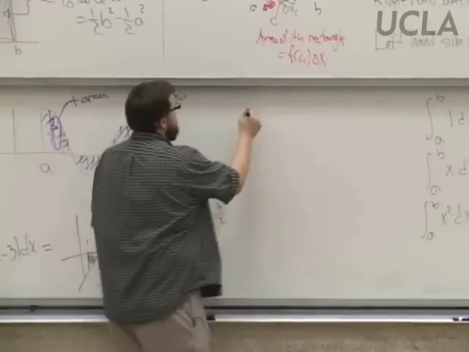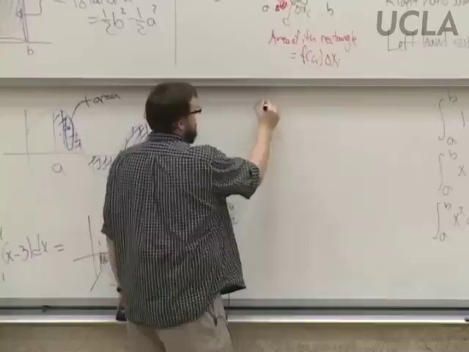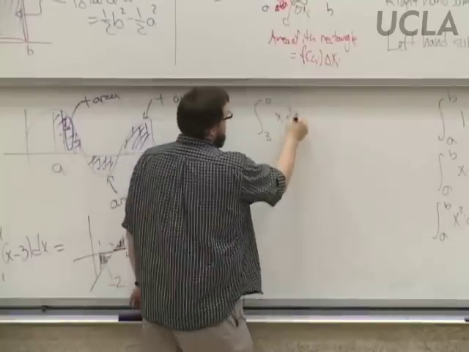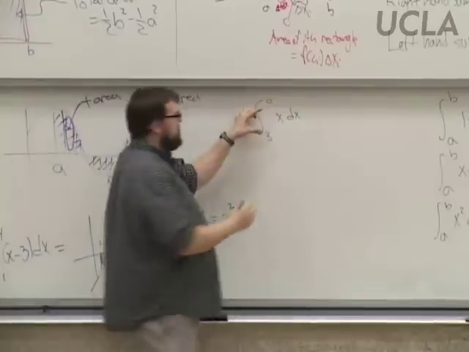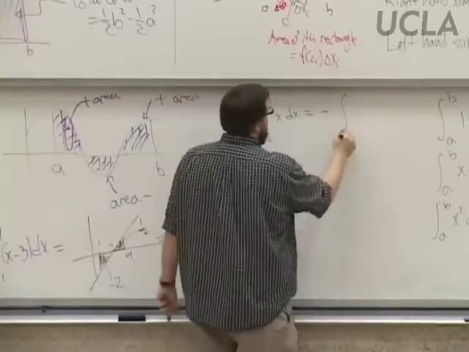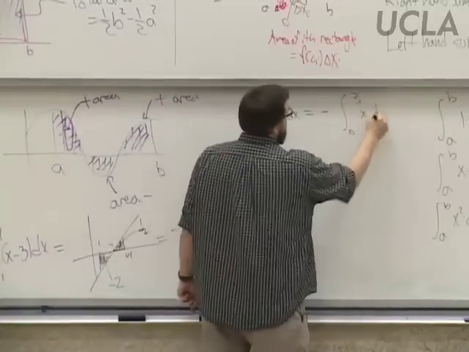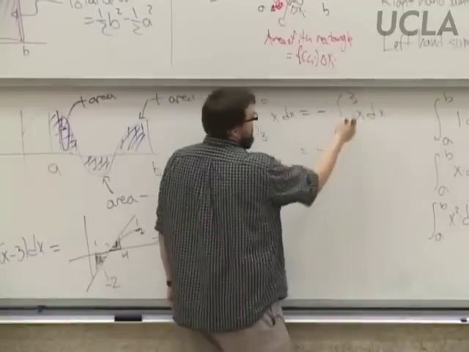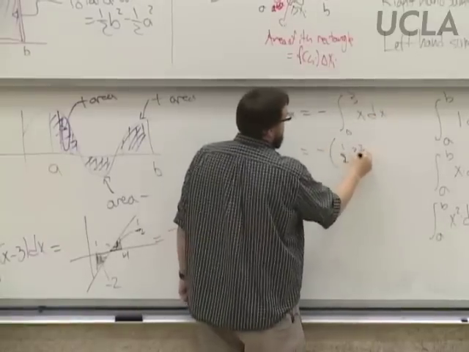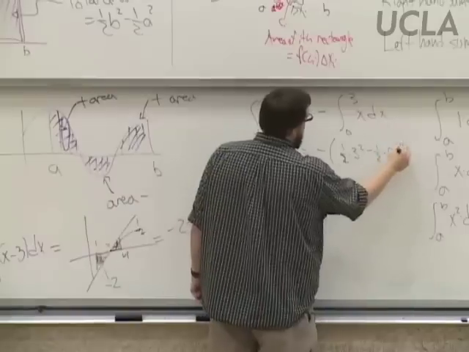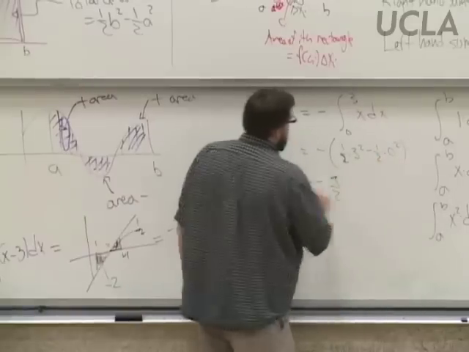So for instance, the integral from 3 to 0 of x dx, well, I'm not used to the 3 to 0. That's kind of weird, so I'm just going to swap it. So that's negative the integral of 0 to 3 of x dx. And then now I feel much more comfortable. 1/2 times 3 squared minus 1/2 times 0 squared, or negative 9/2.